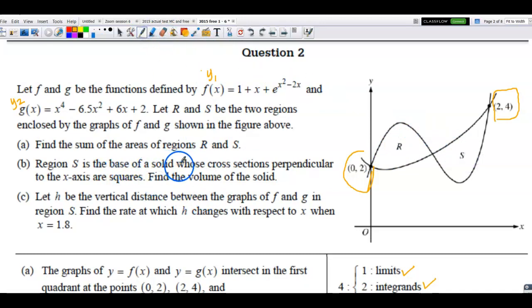So in region S, the base of the solid, whose cross-sections perpendicular to the x-axis are squares. So we're making cake. We're slicing perpendicular to the x-axis. We start with geometry. The formula for the area of a square is a side squared. In this case, remember, there's our square. And this side right here corresponds to this distance across.